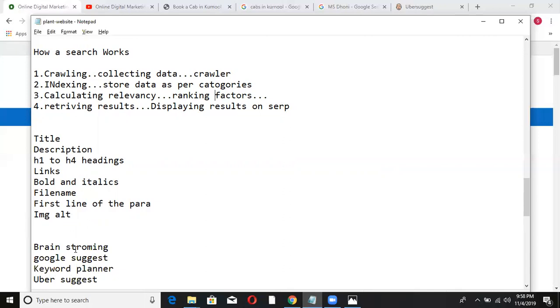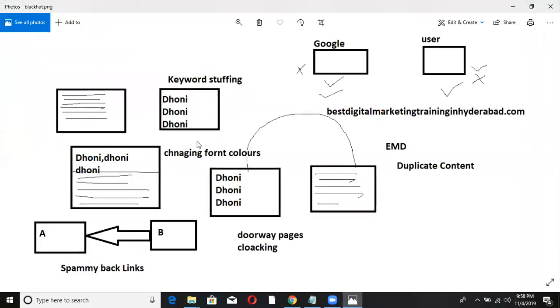But what happens when you do the keyword research and push keywords directly everywhere? It will become a black hat technique because I told you, you can't stuff the keywords. So before you do SEO, you should know what is white hat and what is black hat. Don't do keyword stuffing. Don't change the font colors. Don't do cloaking. Don't get spammy backlinks, and don't take an exact match domain. No duplicate content. But I would really like to know how to do doorway pages.